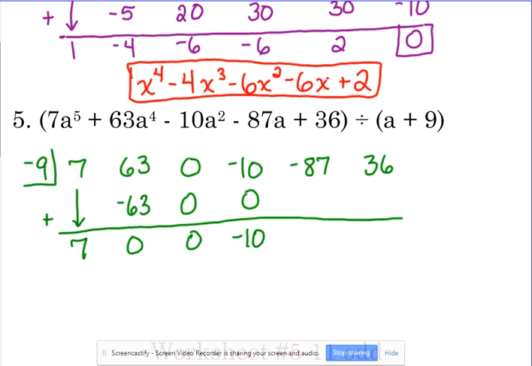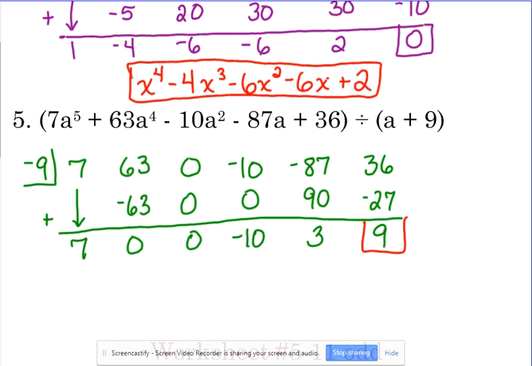Multiply, negative 10 times negative 9 is positive 90. You got to be careful with these negatives. Okay, negative 87 plus 90 is 3, positive 3. 3 times negative 9 is negative 27. And 36 plus negative 27 is 9. So, we have a remainder of 9.